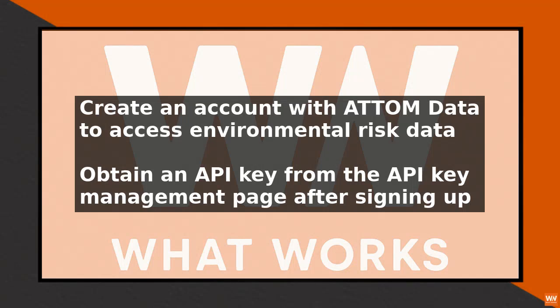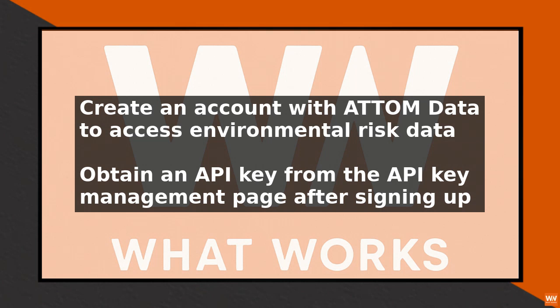Configuring ATTOM Data environmental risk data is a crucial step in understanding the potential risks associated with a property. ATTOM Data provides a comprehensive dataset that includes information on environmental hazards such as flood zones, wildfire risk, and nearby industrial sites. To get started, you will need to create an account with ATTOM Data and obtain an API key.